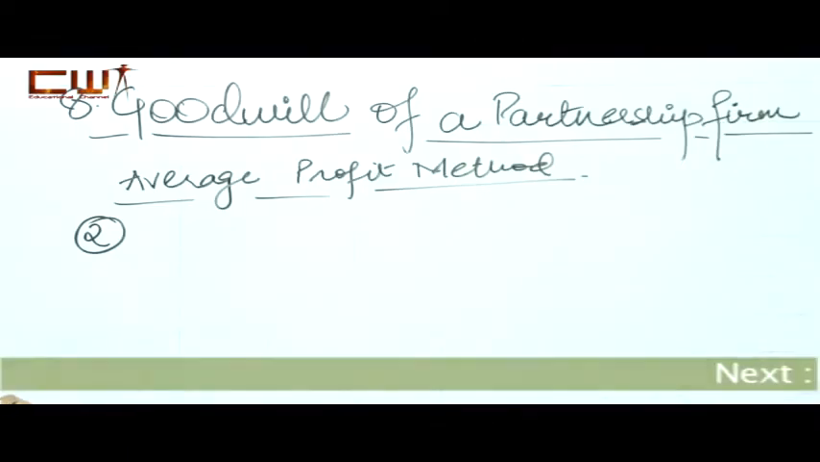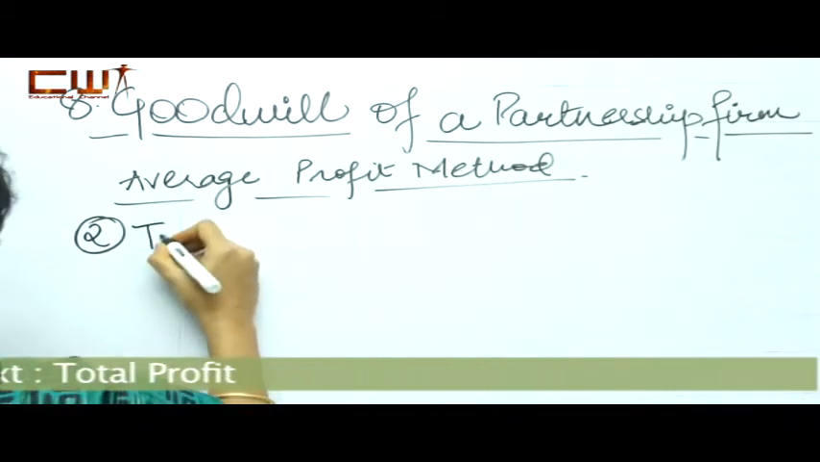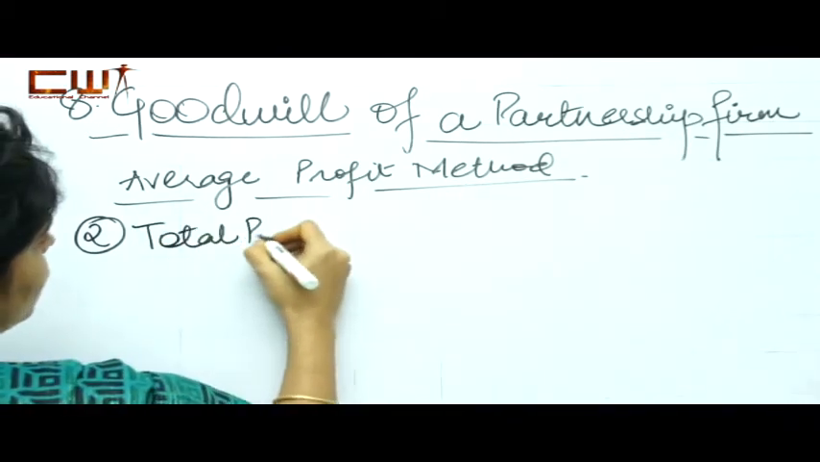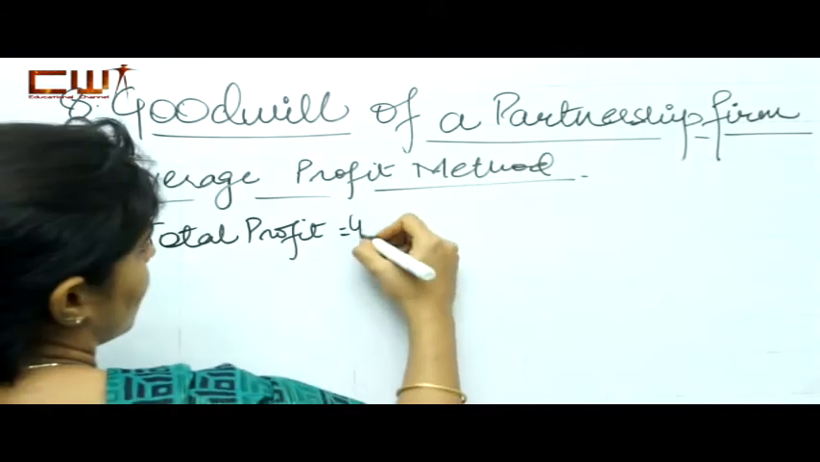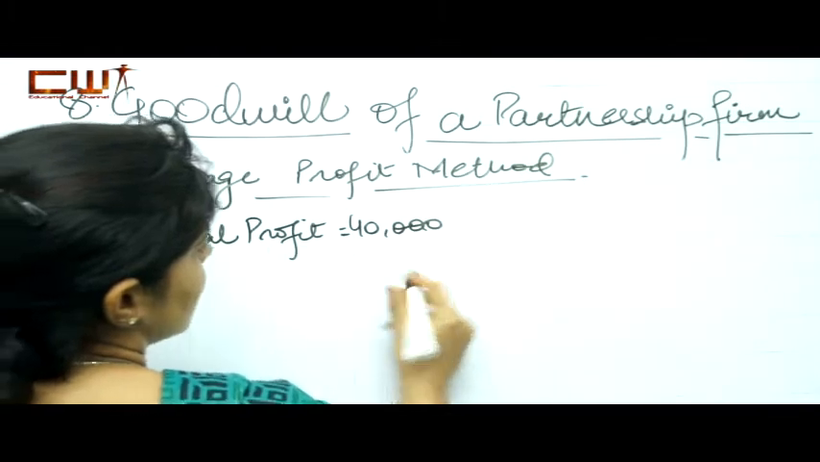What this question says, you have to again find out the total profit of the firm. See, you will be finding out the total profit of the firm. They have given profit for the first year, they have given profit for 5 years, right? But for the second year they have given a loss. So the first year they have given a profit of 40,000. You write it as 40,000, right?